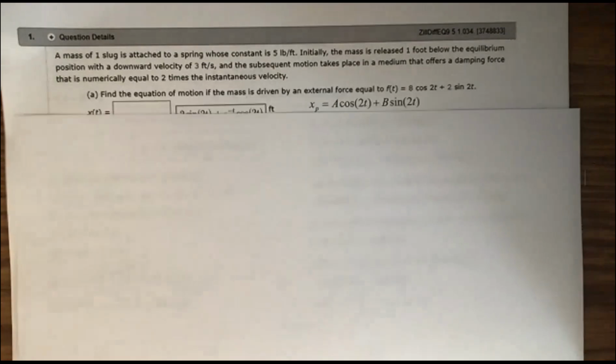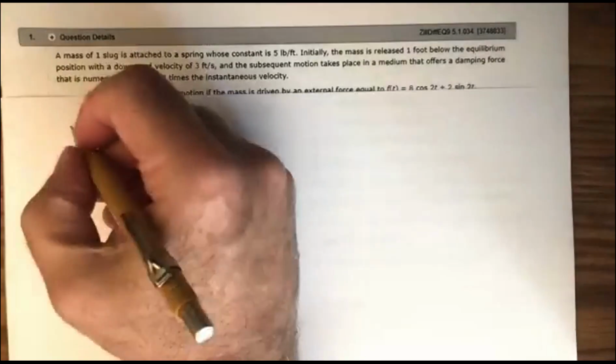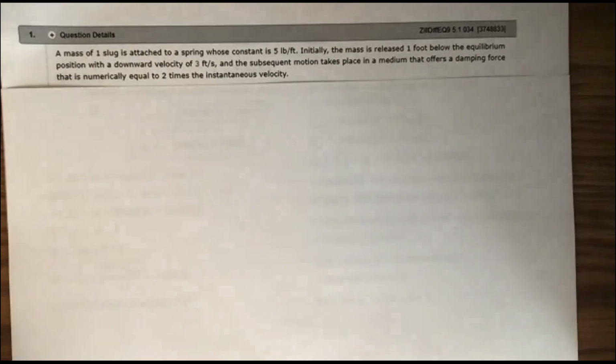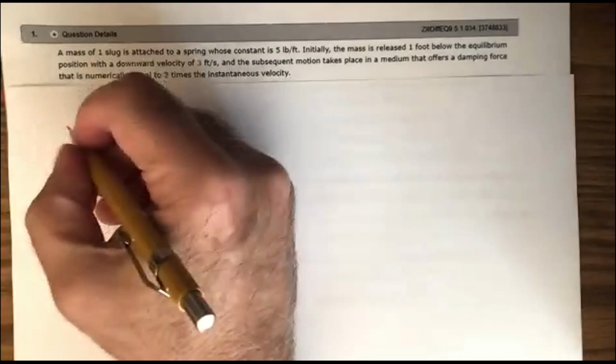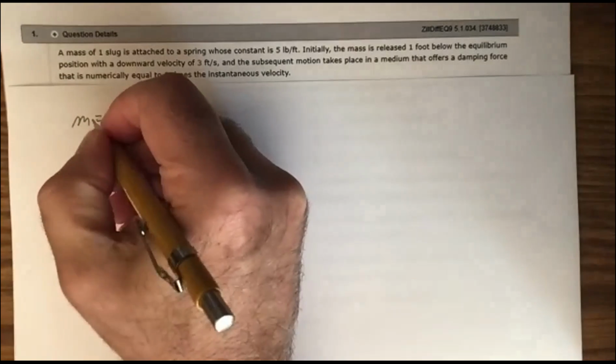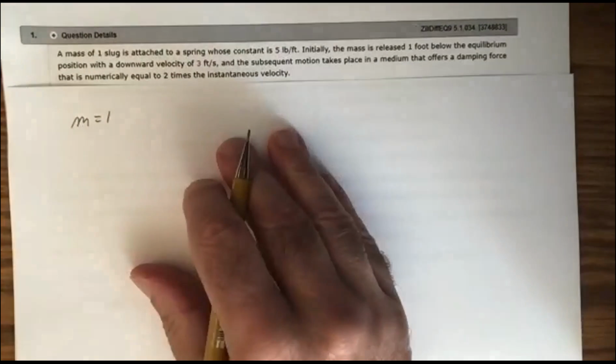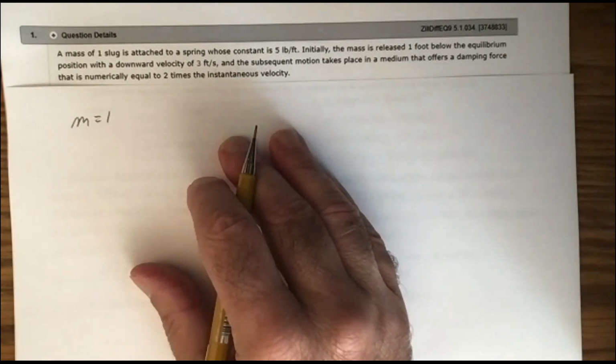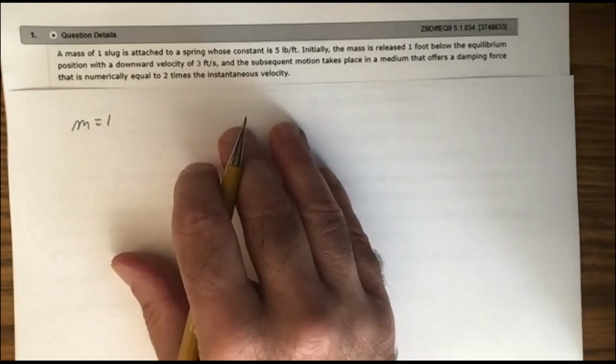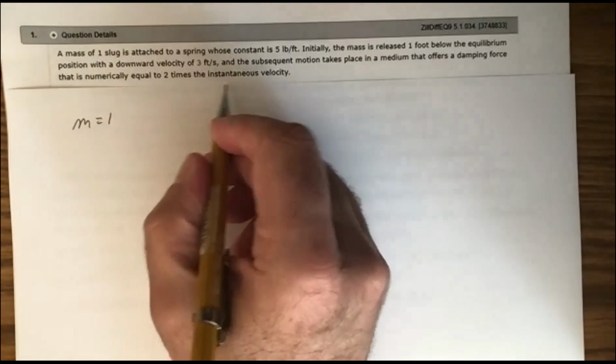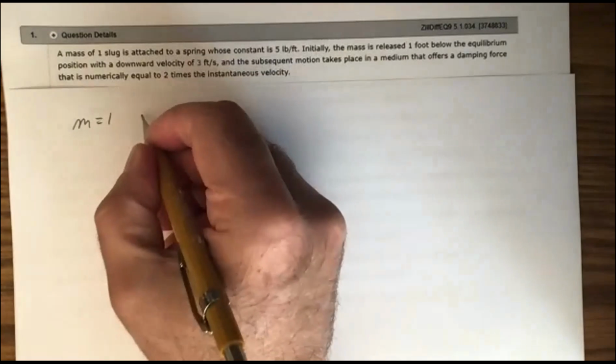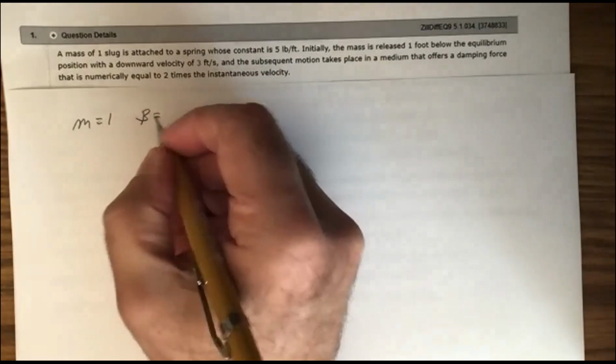All right. So let's take a look at this problem here. We have one slug. So we're told what the mass is. The mass is one slug. M is equal to 1, and we're told that the dampening force is numerically equal to 2 times the instantaneous velocity. So remember now, our beta is equal to 2.